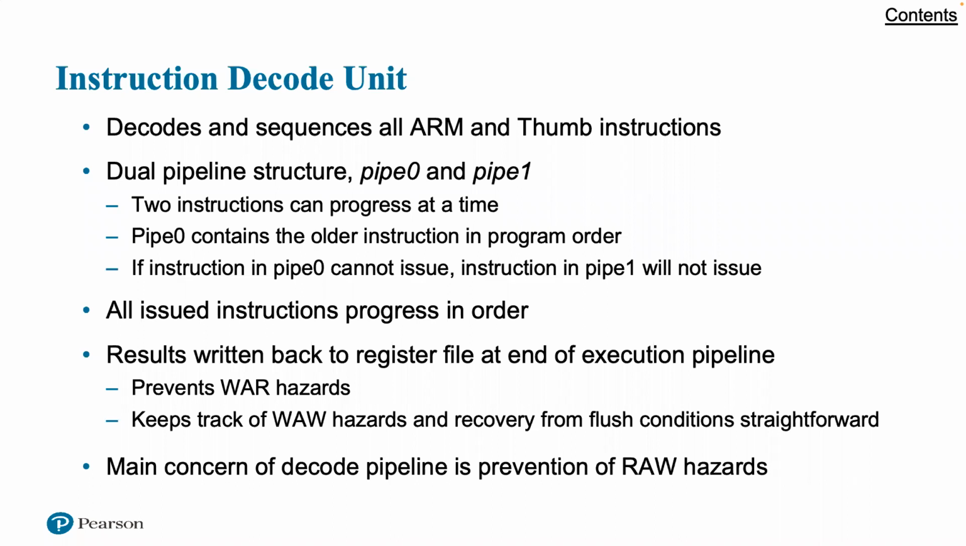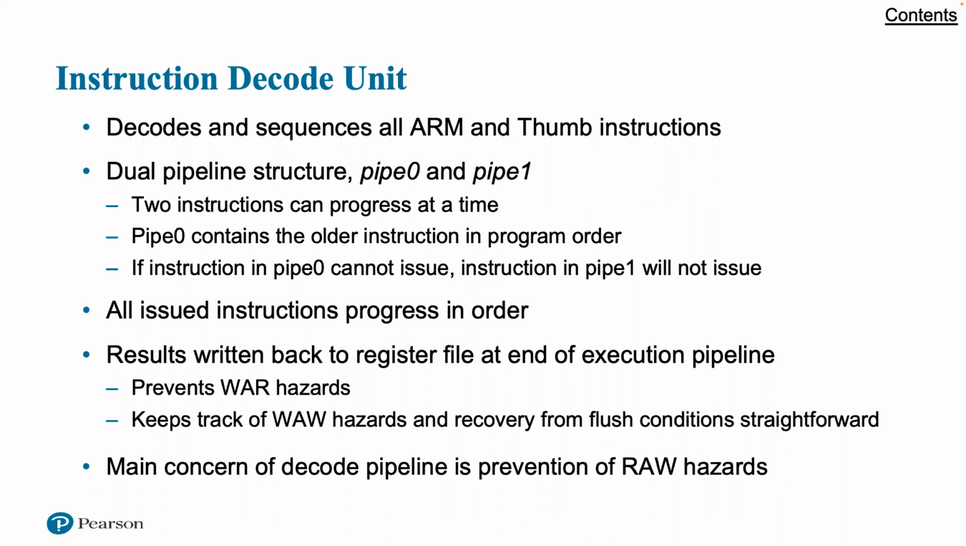The instruction decoder unit decodes and sequences all ARM and Thumb instructions. As you remember, Thumb is this reduced set of instructions that we talked about previously, but 16-bit instructions that cherry pick certain bits and put it into a 32-bit format.